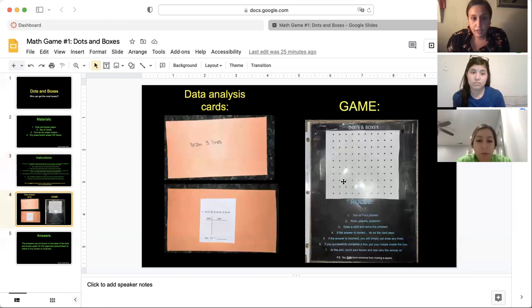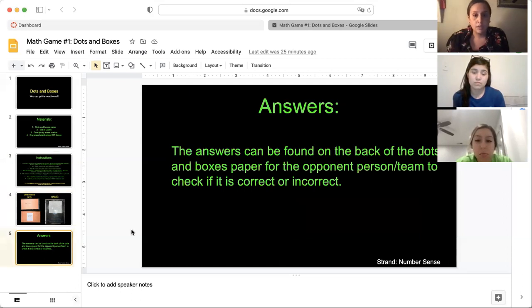Here's what it looks like up close. There are the data analysis cards in the game. And also, I forgot to mention that these cards would be laminated so the students can actually just work out their problems or circle their correct answer or write out what the answer is on this, and then they can erase it with a dry erase marker. And then I already mentioned that the answers can be found in the back of this paper right here. Okay. And that was it. That's all I have.